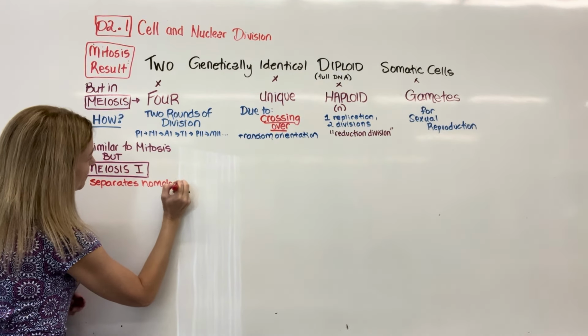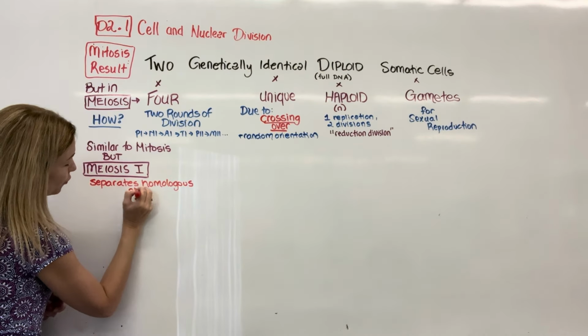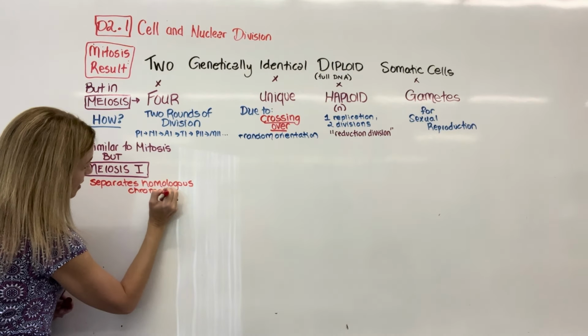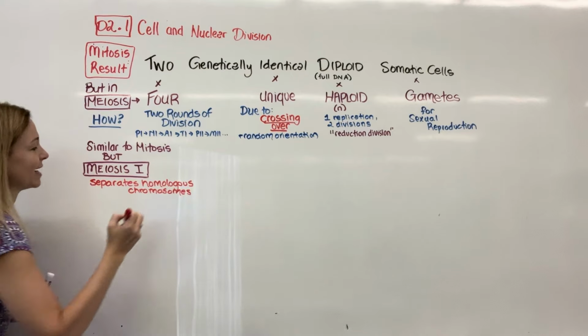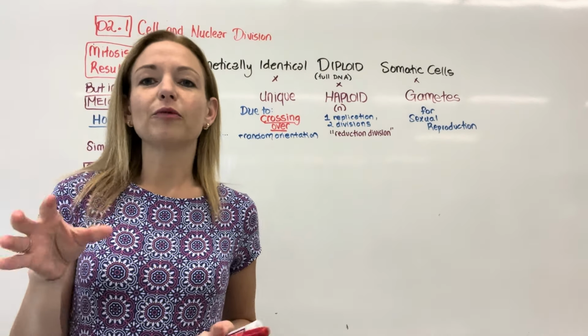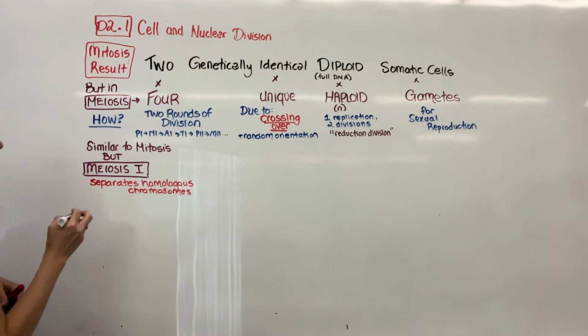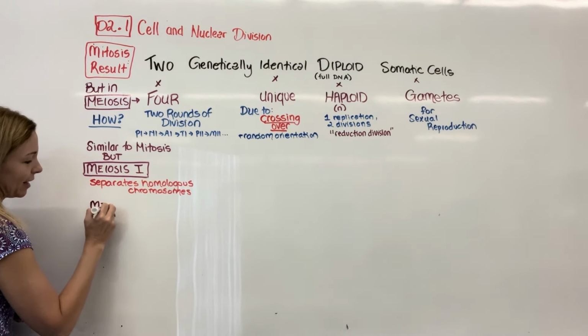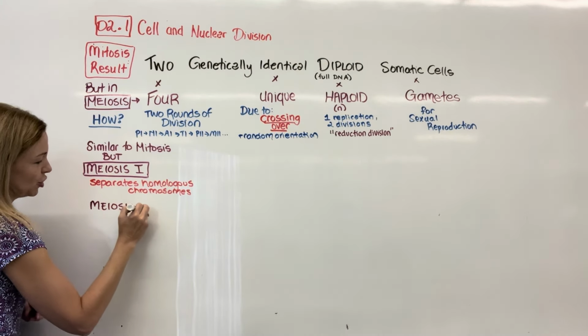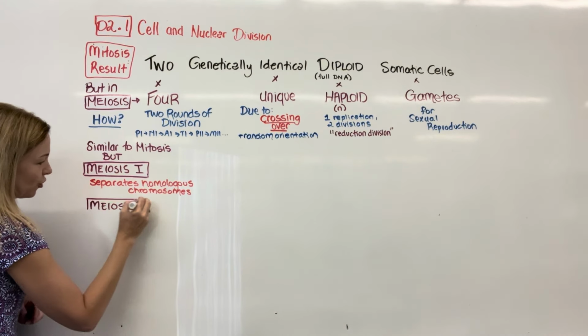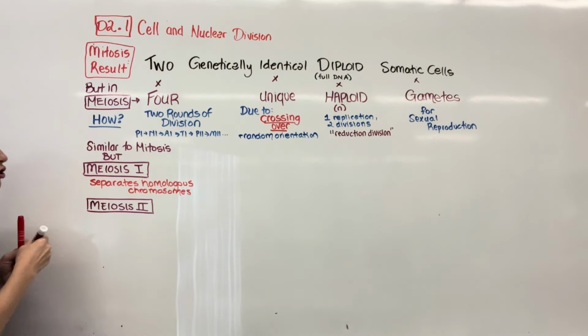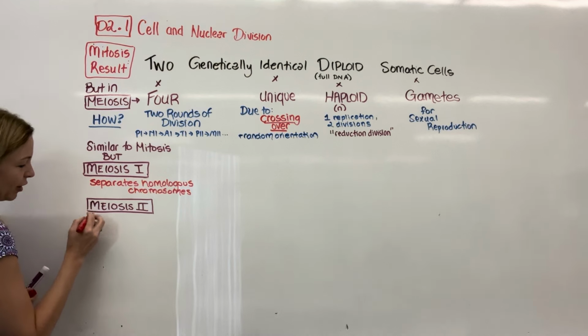And so when we did mitosis, I never even wrote the word homologous chromosomes up there, because they come into no contact with one another. So that's not really a part of mitosis, but it's going to be a big thing here. Meiosis 2 is going to be like mitosis. Meiosis 2 is then going to separate the sister chromatids. So it has the 2 stages, and they are different in what they separate.